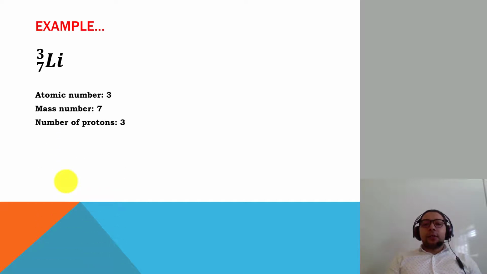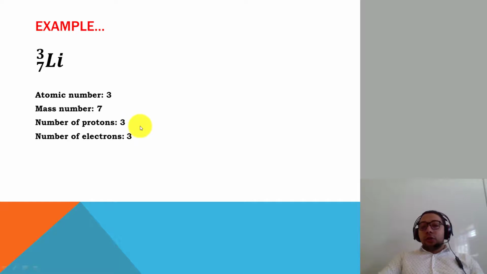Then the number of protons is the same as the atomic number, 3 as well. The number of electrons, 3, same. The number of protons should be equal to the number of electrons, which should be equal to the atomic number. So all 3 of them in a neutral atom should have the same values.